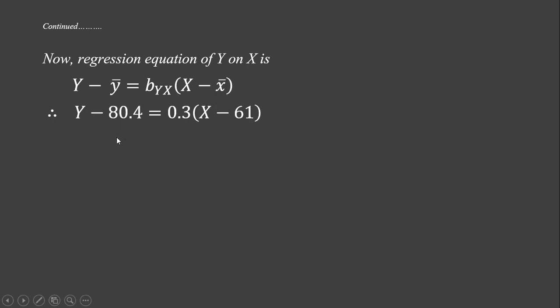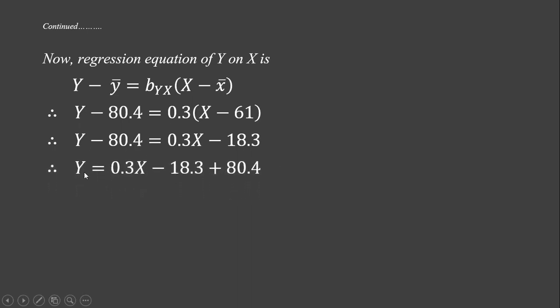Now simplifying, we get y minus 80.4, multiplying inside by 0.3: 0.3x, and 0.3 into minus 61 is minus 18.3. Now we transfer 80.4 to this side. So we get y is equal to 0.3x minus 18.3 plus this 80.4. Now this addition: y is equal to 0.3x plus 62.1. Okay, so we get this final equation of y on x, the line of regression of y on x.